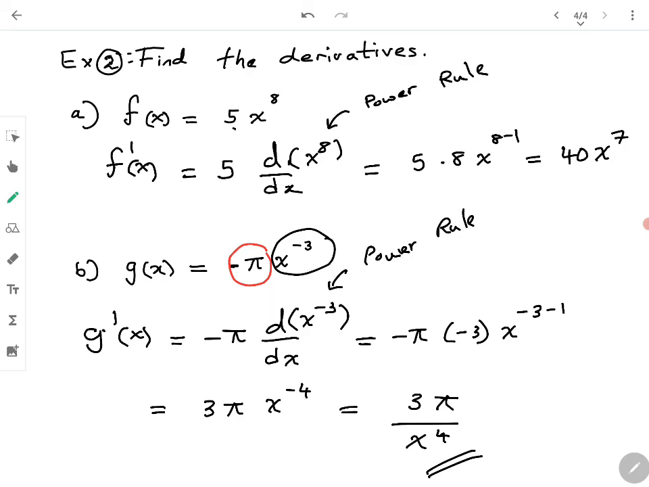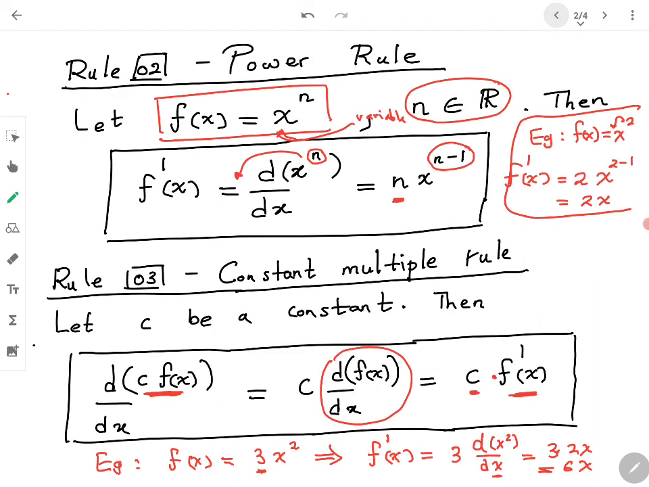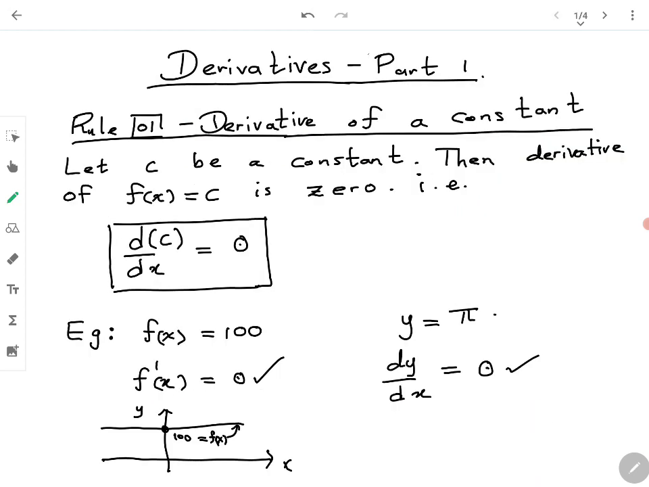So those are the first three rules we are going to discuss in this series of lessons about derivatives. Those three rules were the constant multiple rule, power rule, and the derivative of a constant. In the next lesson, we will discuss the sum and the difference rule. Okay, so I will stop this lesson now.